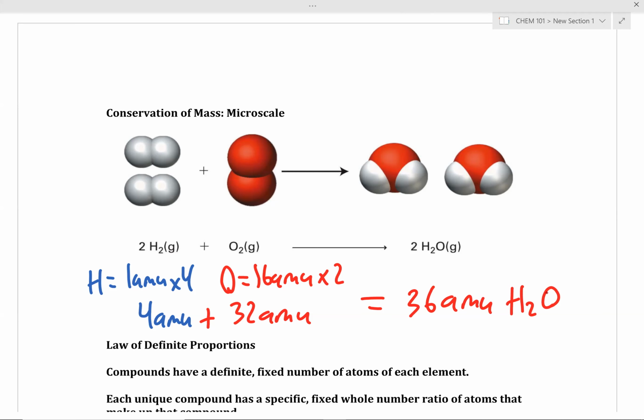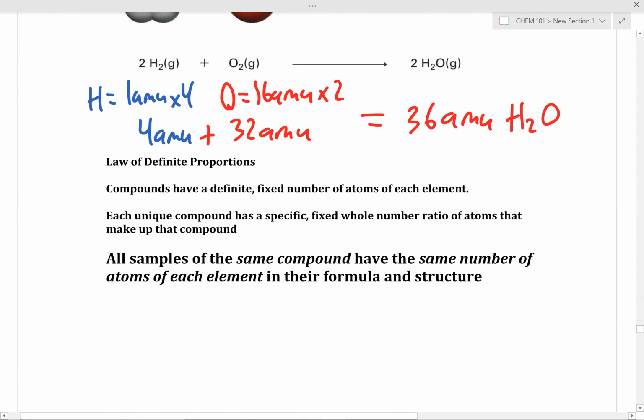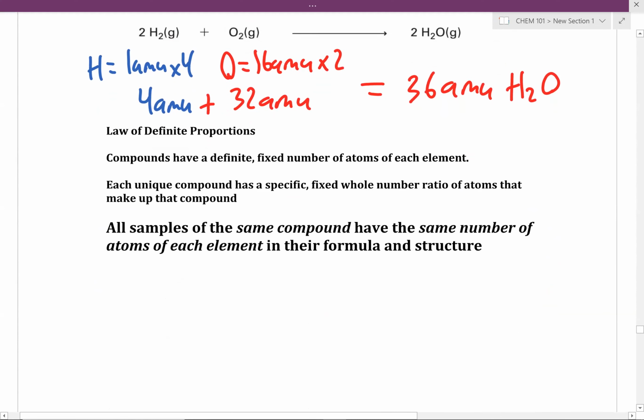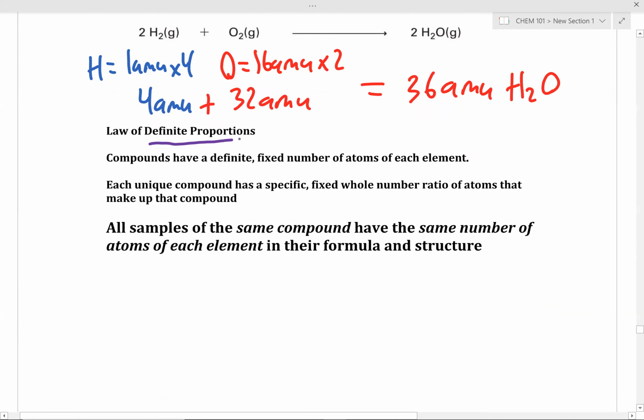Okay. Now, as part of our empirical studies of different compounds, we've also developed, and this law was put forward, as the law of definite proportions. And this is a really powerful law. It's really our first attempt at starting to explain chemical composition and explain patterns of chemical reactivity. So what this law says, the law of definite proportions, compounds have a definite fixed number of atoms of each element.